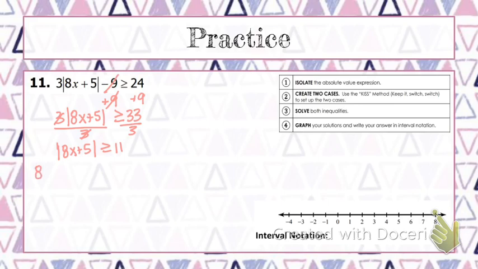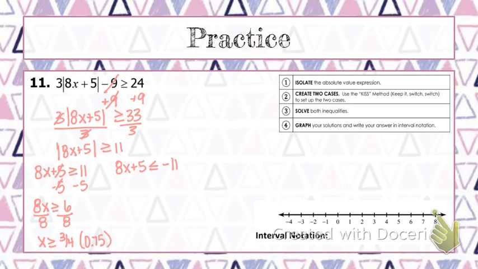Then we're going to create two cases. 8x plus 5 is greater than or equal to 11. 8x plus 5 is less than or equal to negative 11. All right, then subtract 5 from both sides. 8x is greater than or equal to 6. Divide both sides by 8, and we get x is greater than or equal to 3/4. And this number is also known as 0.75.